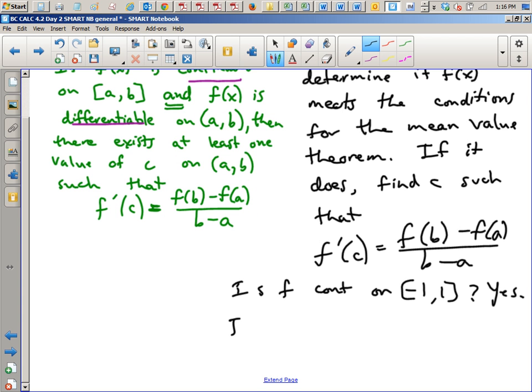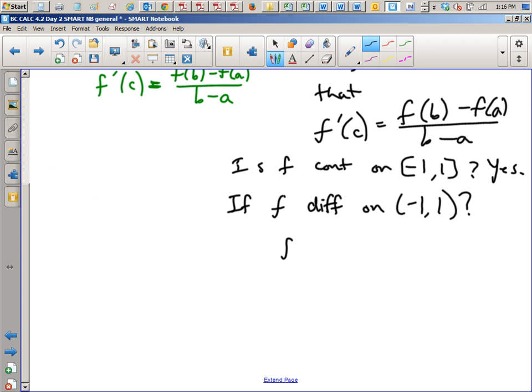The second question is, is f differentiable on the interval from negative 1 to 1? For that, it might be helpful to see the derivative and look at the derivative's domain. Okay, so the derivative would be, of course, 2/3 x to the minus 1/3, or you could say 2 over 3 times the cube root of x. Notice that x cannot be 0 here, right? So the answer to this question is no. f is not differentiable.